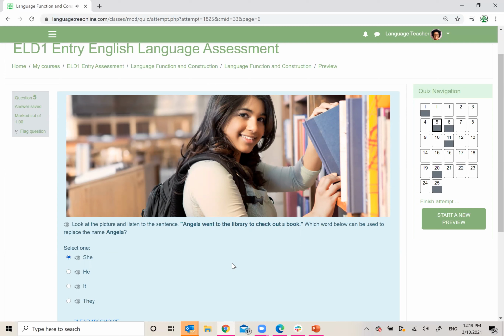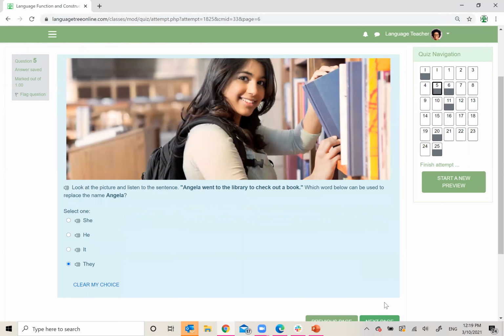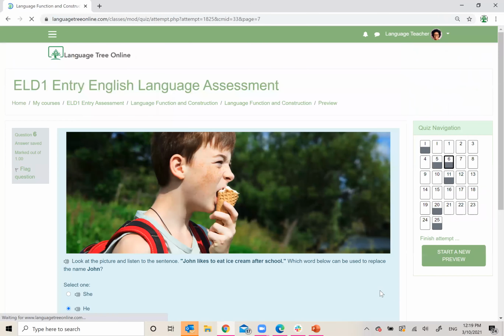Which word below can be used to replace the name Angela? She, he, it, they. So you can see in level 1, it's highly scaffolded. They have the text and the audio support and the image. And then I'm going to just go to the next assessment question.